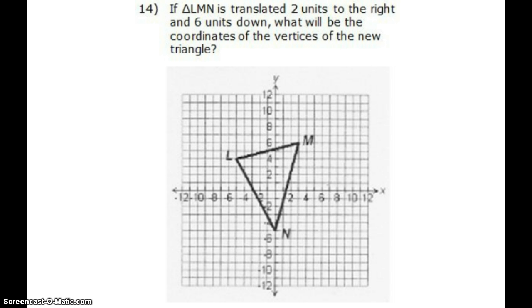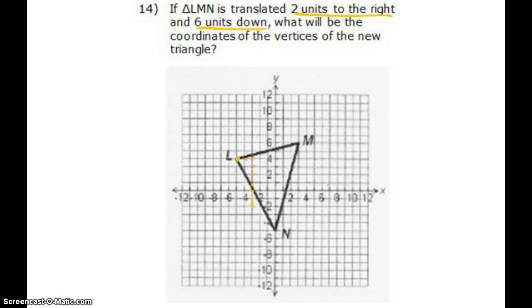Alright, and we are on the last one. If triangle LMN is translated 2 units to the right and 6 units down, what will be the coordinates of the vertices of the new triangle? So stop the video, solve the problem, and record your answer, and then we'll go over it. So 2 units to the right. So we're going to take each point, and vertices are corners. So we're going to go 2 units to the right, 1, 2, and 6 units down. 1, 2, 3, 4, 5, 6.